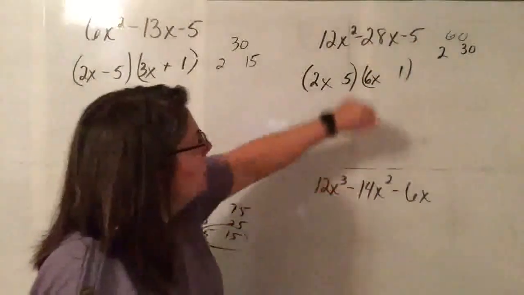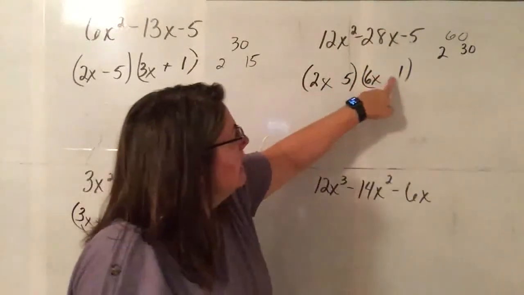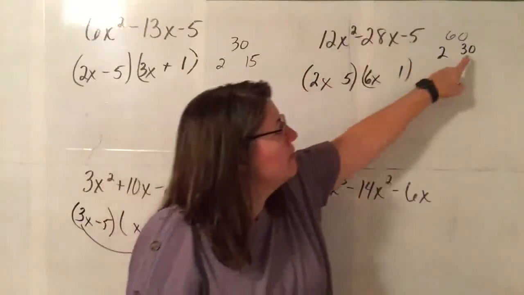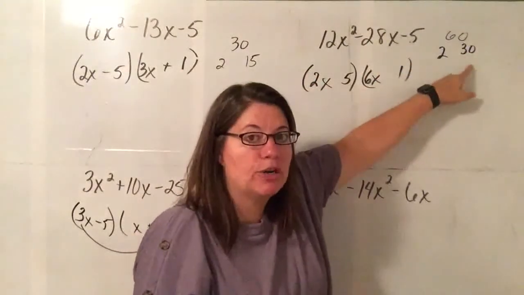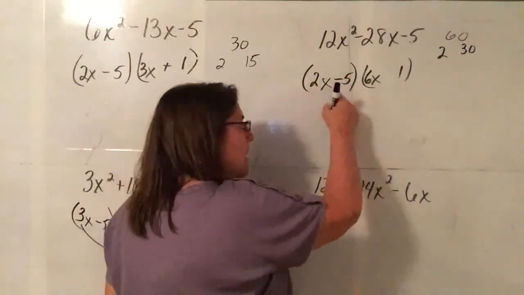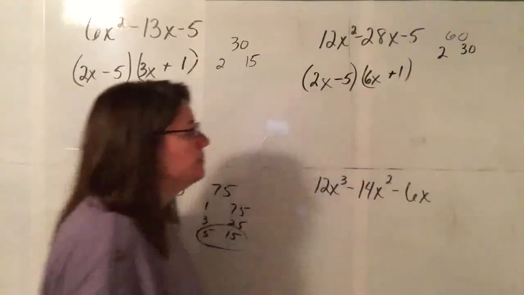And then we know our signs. This is a minus, so these signs are going to be different. And the big number gets the minus sign. So the big number needs the minus. The big number here is 30. We need the 30 to be minus. So I'm going to put a minus right here because negative 5 times 6 is negative 30. And then this one would be our plus.